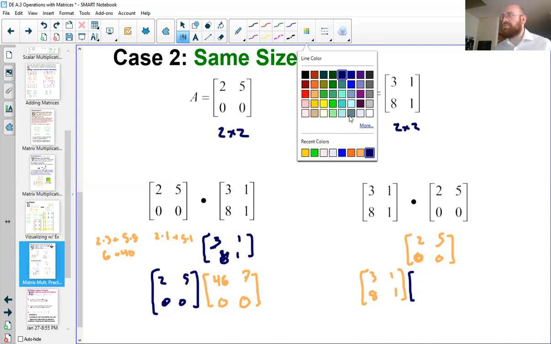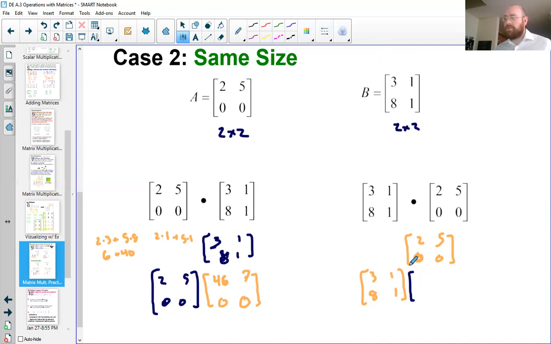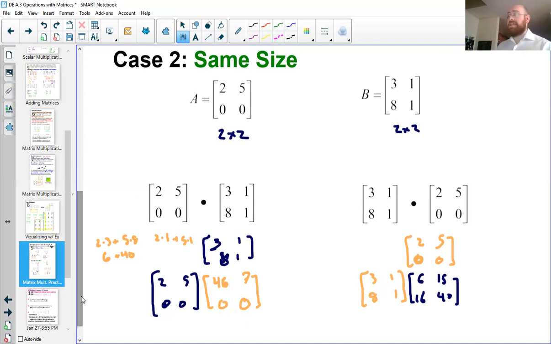So whatever number is in our second spot is going to be times 0. So we have 3 times 2 plus 0, so this is 6. 3 times 5, 15. Again, because that second number is 0. 8 times 2 plus 1 times 0 is 16. And then 8 times 5 plus 1 times 0 is 40. So we can conclude that even when they are the same size, A times B does not equal B times A.